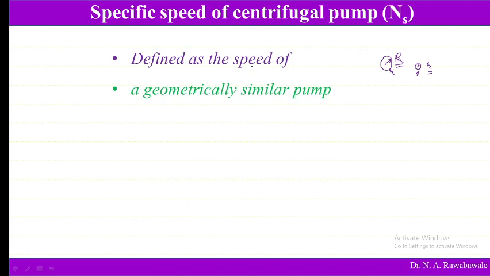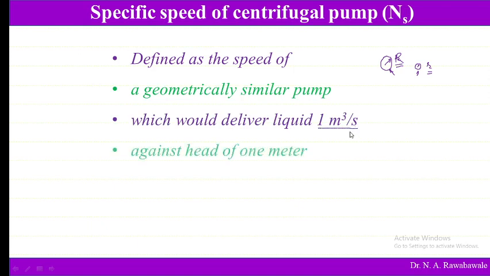So here, the speed of a geometrically similar pump which would deliver liquid of 1 m³/s against a head of 1 m. Say there are two pumps, a larger pump and a smaller pump. If the smaller pump is geometrically similar to the larger pump and delivers liquid of 1 m³/s against a head of 1 m, then the speed of this smaller pump is known as the specific speed of a centrifugal pump.